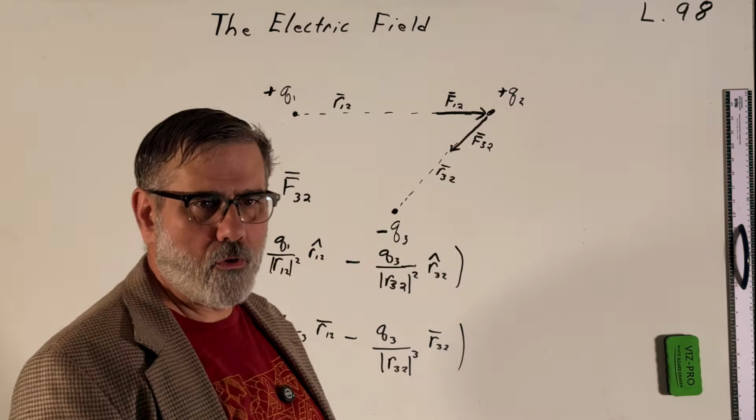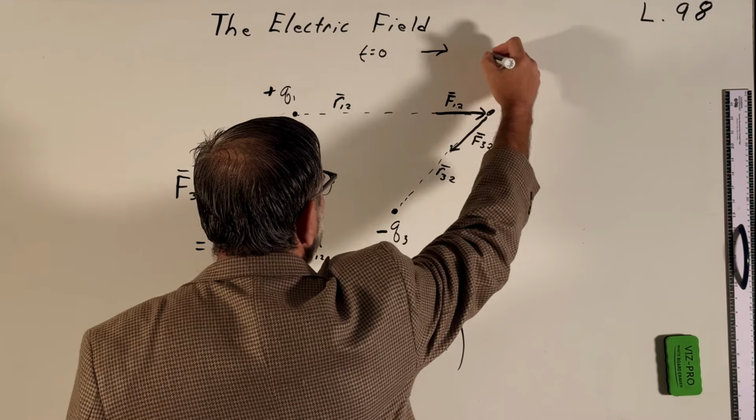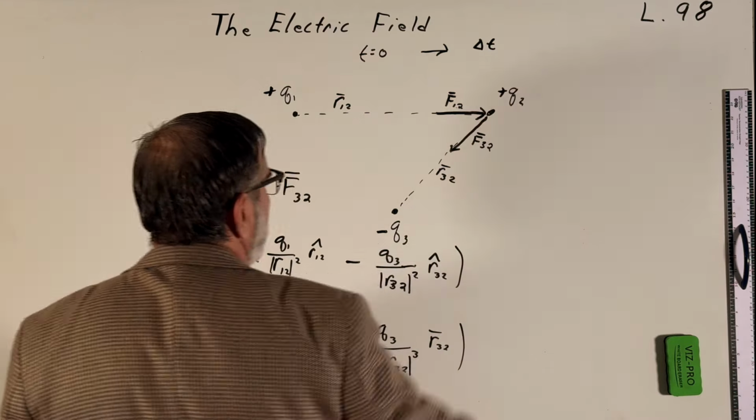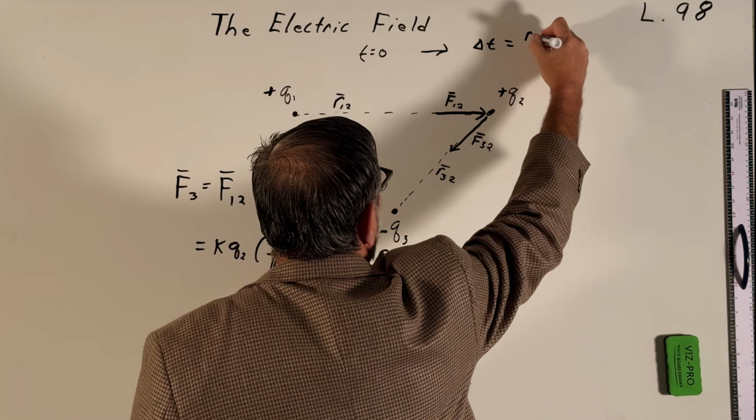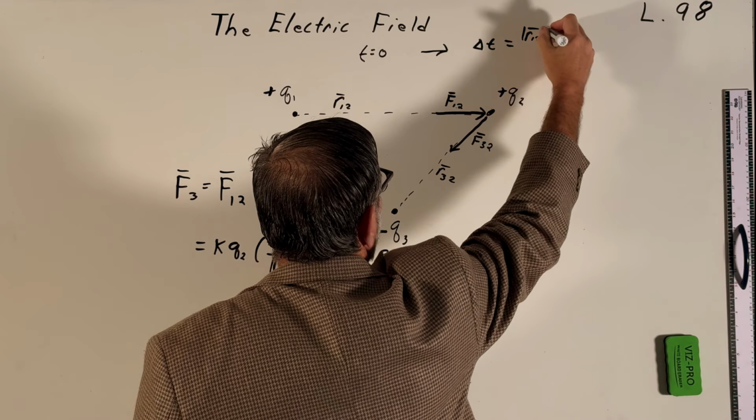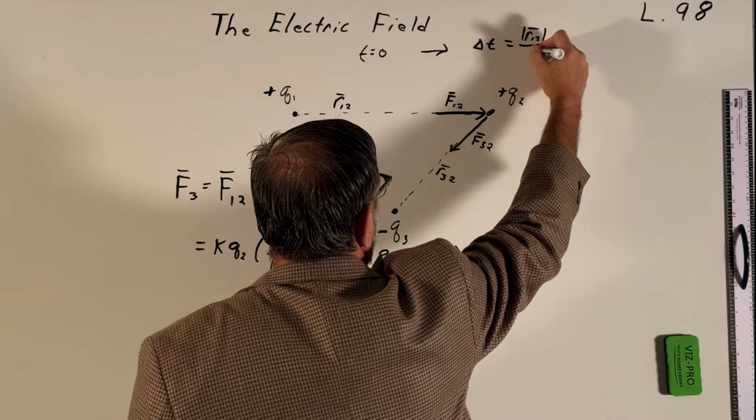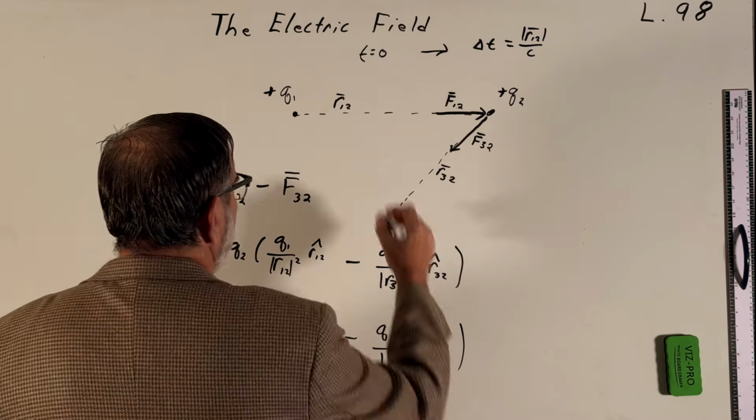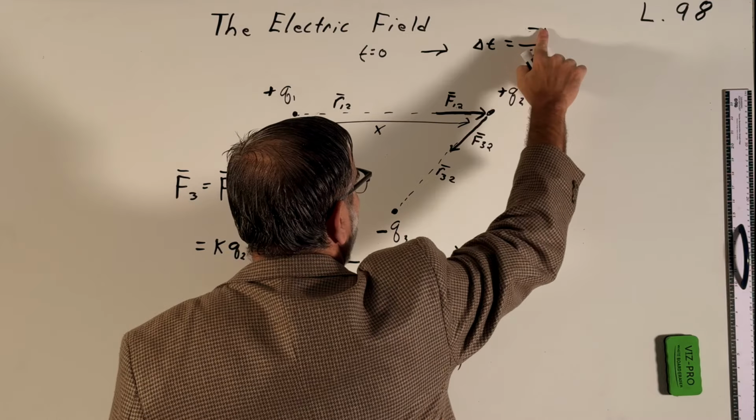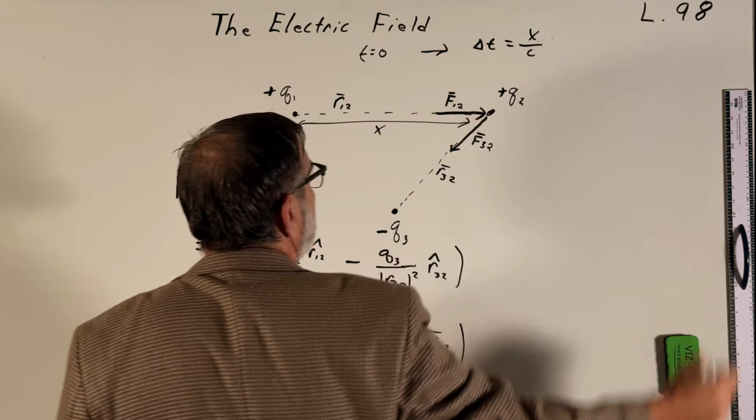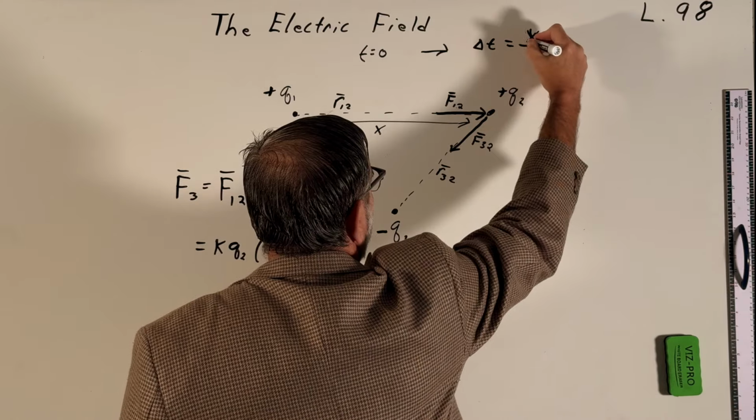So if we call this some time t equals 0, and then we go forward in time by a little delta t, how much forward in time? I want to go exactly the magnitude of R12, the distance, over c. If you want to make it a little bit easier, I can draw a little thing here. I'll say that this magnitude of R12 is just some distance x.